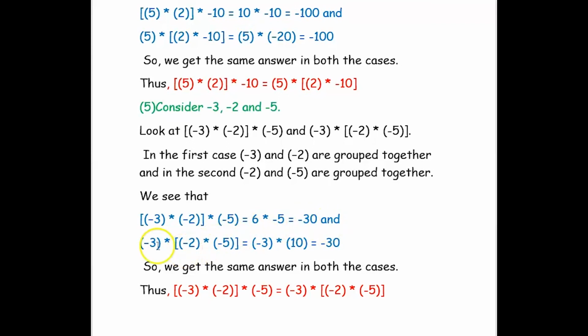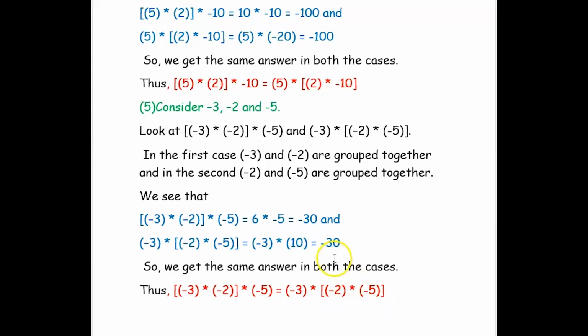And then second we are grouping negative 3 into negative 2 into negative 5. So negative 2 into negative 5 is positive 10. So negative 3 into positive 10 is negative 30. So here also we are getting the same answer. So we can write negative 3 into negative 2 into negative 5 equal to negative 3 into negative 2 into negative 5. So we have verified associative property for various integers.